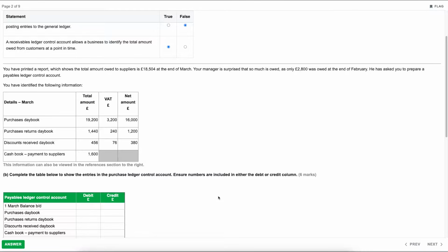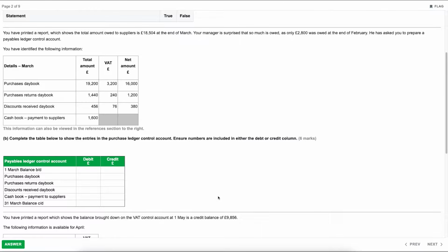So we can see here that we've got some details related to March. So we've got the purchases daybook totals with VAT net amounts. We've got purchase returns daybook, discounts received, and then the payments that the business has made to suppliers. So part B then states complete the table below to show the entries in the purchase ledger control account. Ensure numbers are included in either the debit or credit column, and this is worth 6 marks.